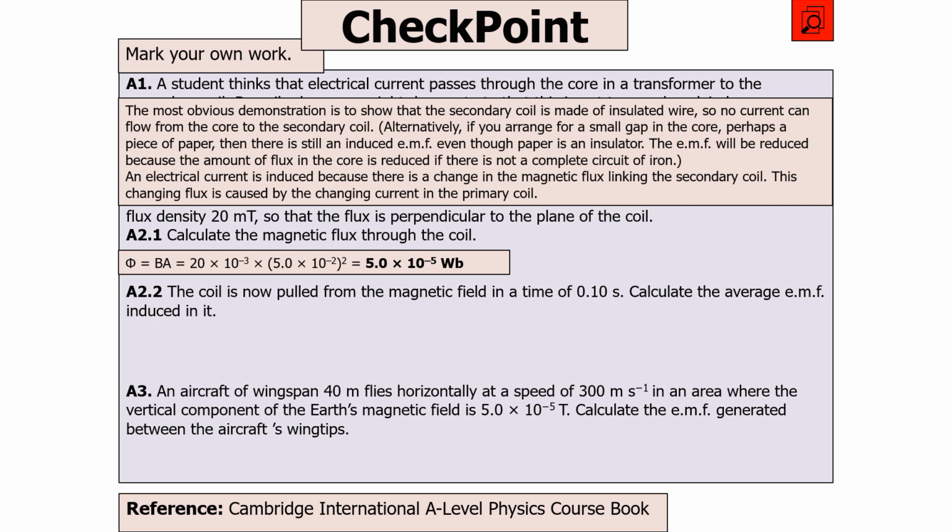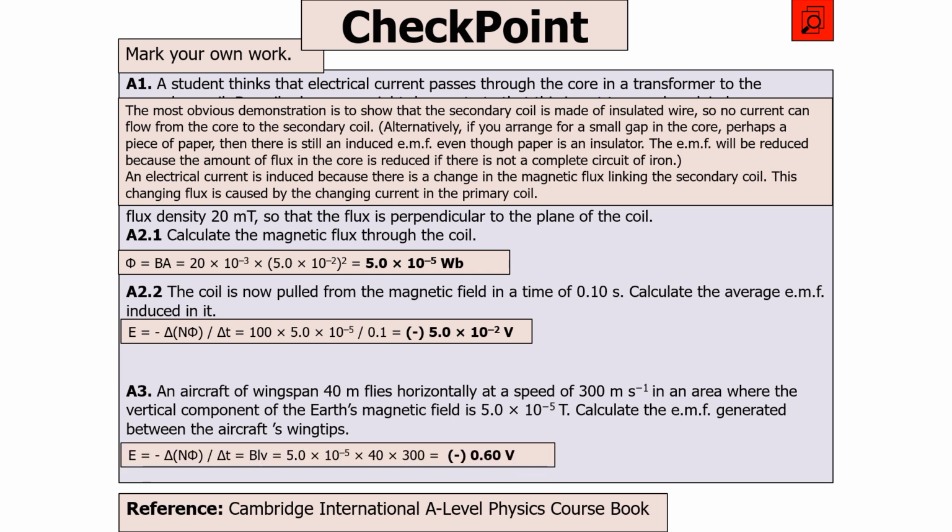EMF is equal to the change in flux linkage divided by the time. Now again, when it's out of the field, the flux linkage is 0, so it's 5 times 10 to the minus 5 minus 0 when it works through. 100, because you're converting the flux into flux linkage, so you multiply that by the number of turns, but then it's minus 0, so therefore it's going to be equal to the value. Then you divide it by 0.1. It's 5.0 times 10 to the minus 2 volts.